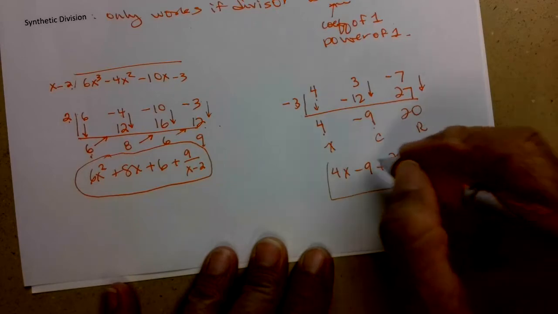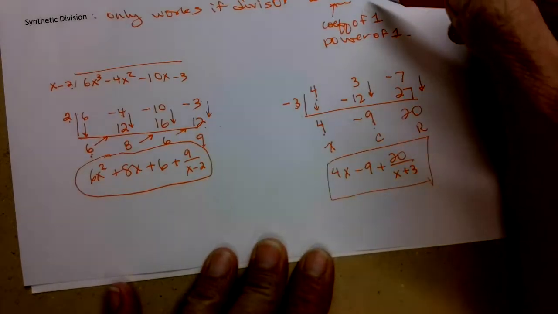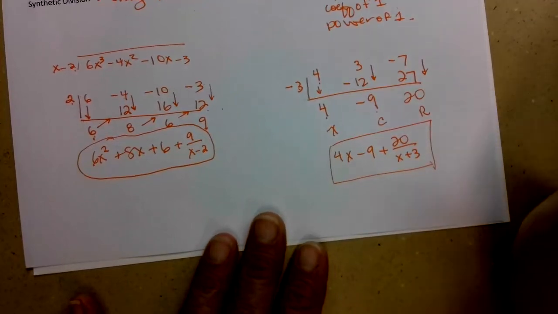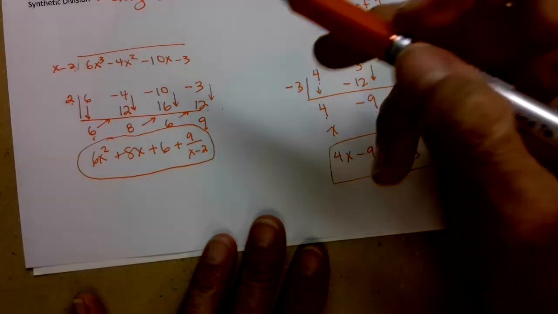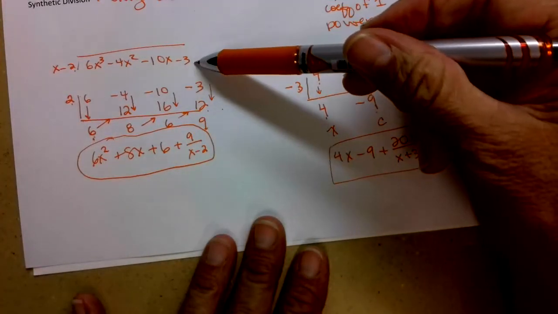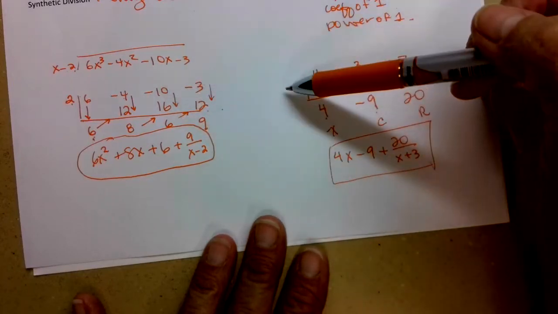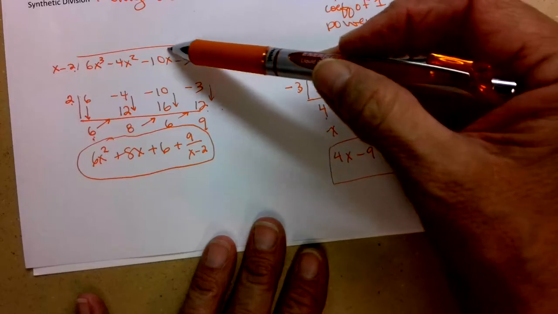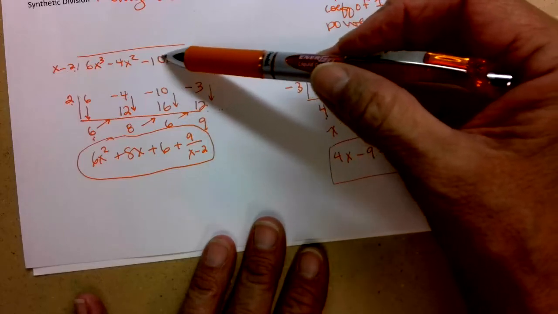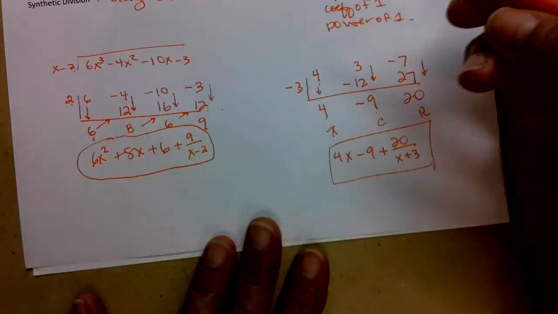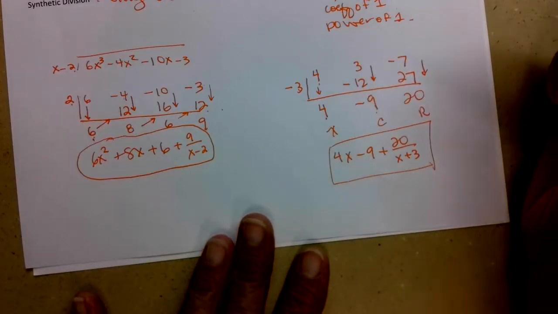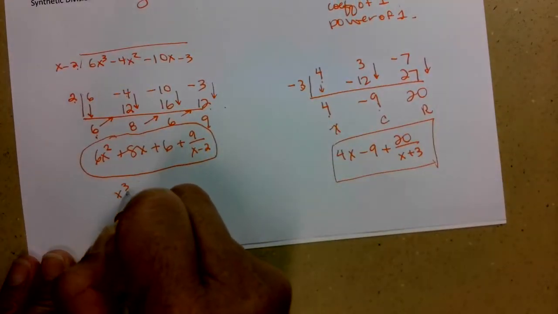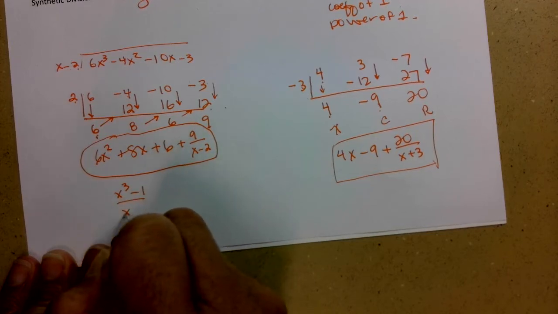There is one other caveat: it only works for a very specific type of divisor. And the other thing is, if your dividend is missing a power of x, if it skips over, for instance, if it goes from the x squared term to the constant term, it skips over the x term, you need to put in a placeholder of 0. So real quick, I can show you x cubed minus 1 divided by x minus 1.